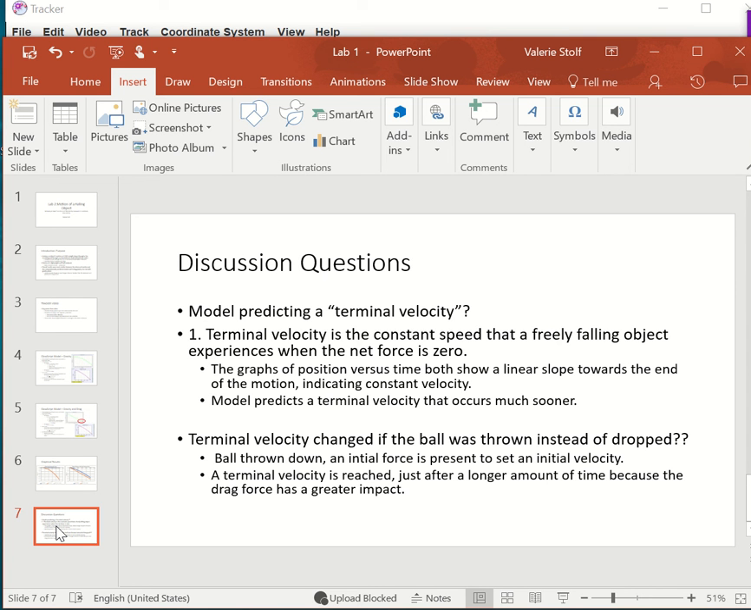Overall, both the atmosphere and the Earth acted on the ball as it fell, but the force of the atmosphere does not have as much of an impact as gravity. Thank you.